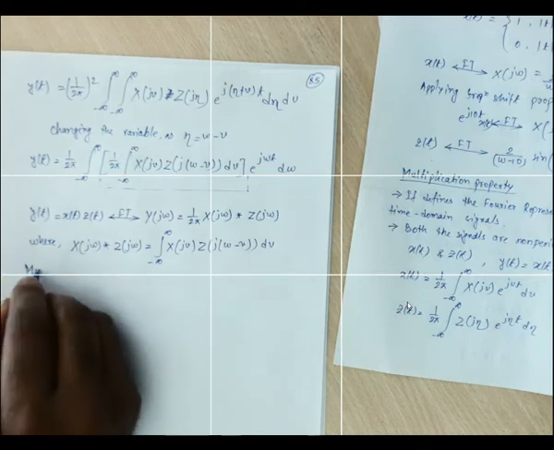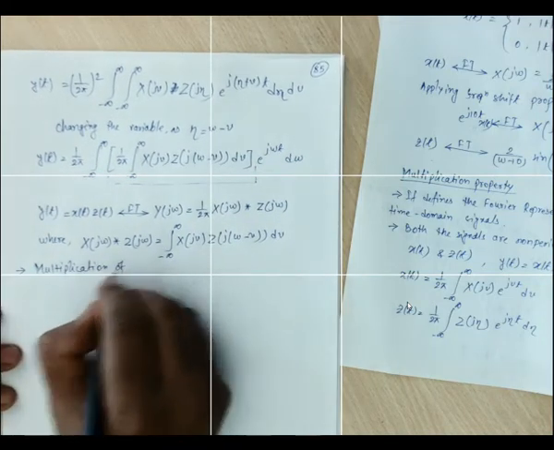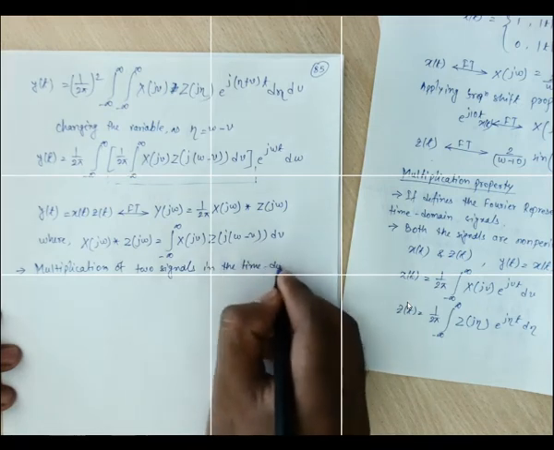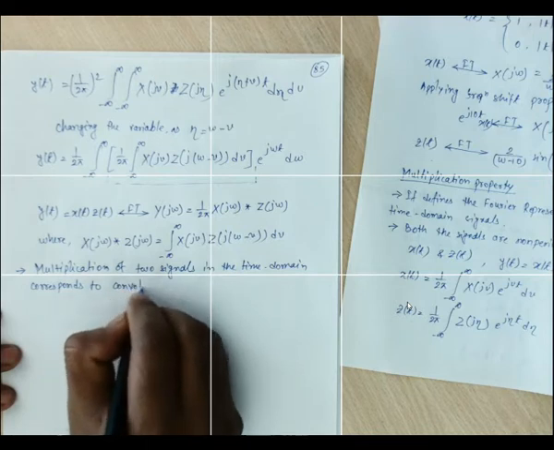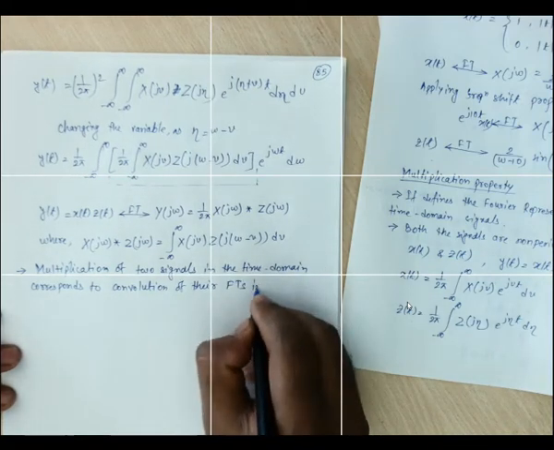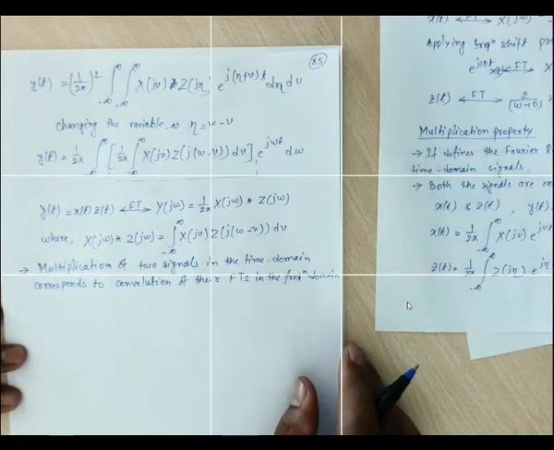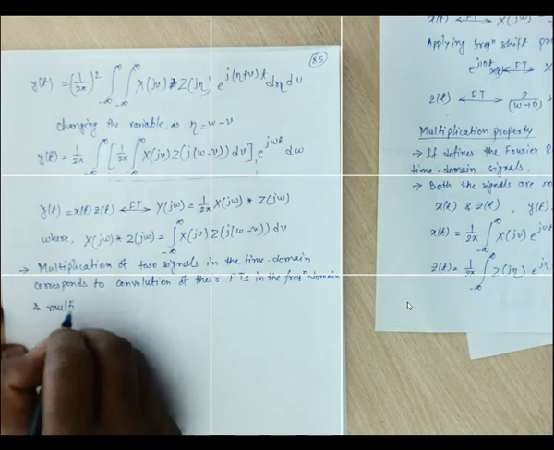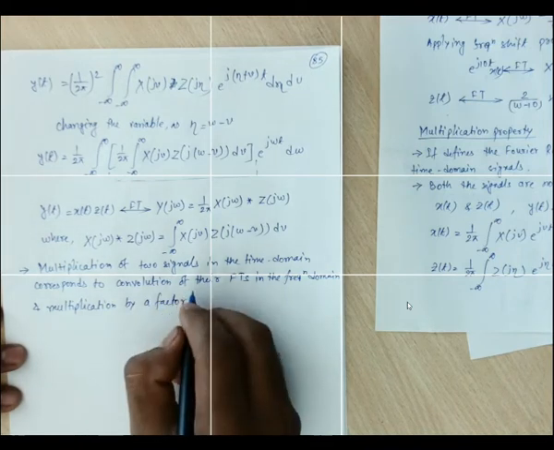So this is the thing which we can draw from this: multiplication of two signals in the time domain corresponds to convolution of their Fourier transforms in the frequency domain, and multiplication by a factor 1 by 2 pi.